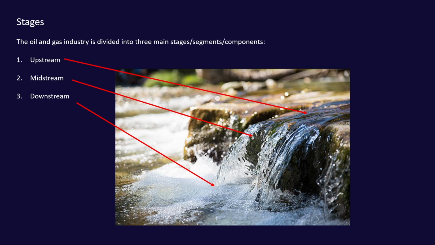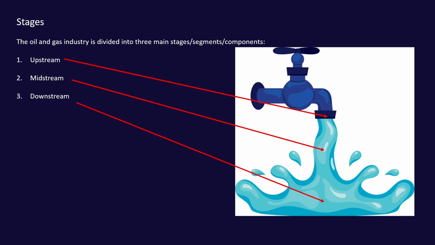So the upstream will be where the flow starts, the midstream will be the midpoint of the flow, and then the downstream will be where the flow ends up. You can think of it this way as well. If you have a tap, the upper part of the tap will be the upstream part. That's where it comes out first, and then the midstream is where it flows from the upper part to the downstream part where it's distributed, and then you have the downstream part, which is where everything is kind of ending up.